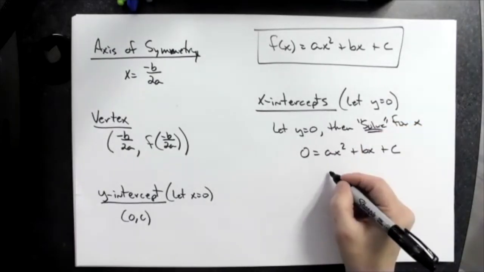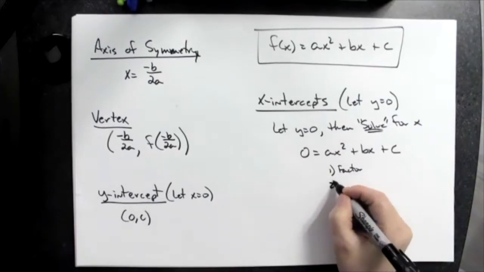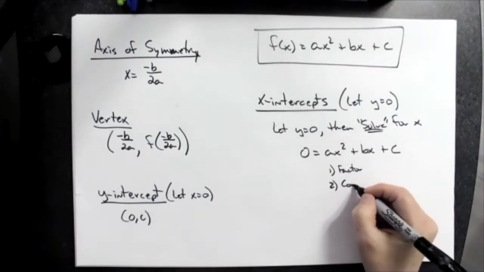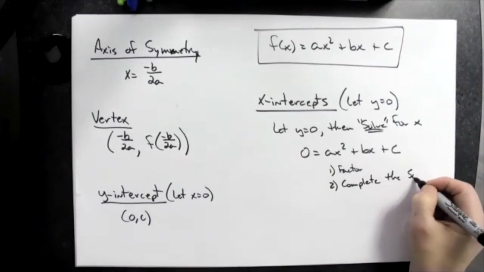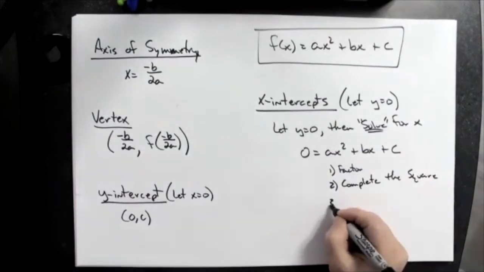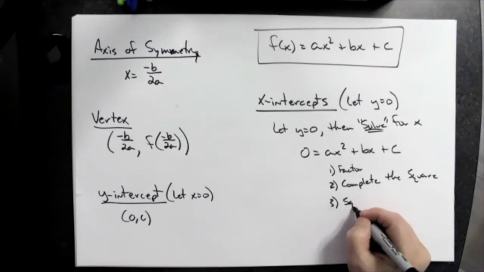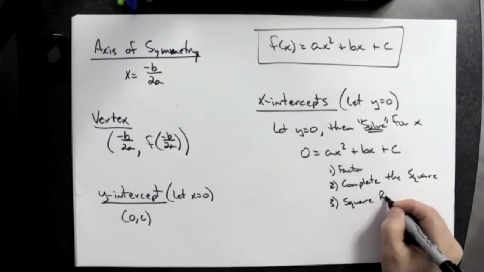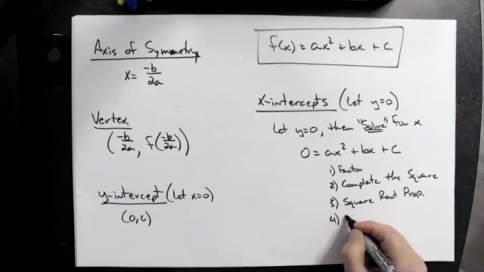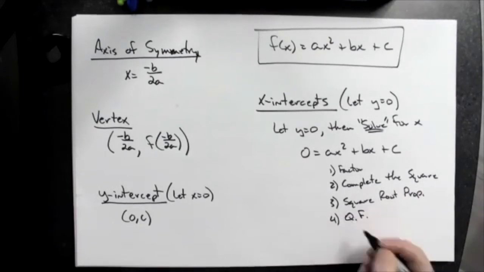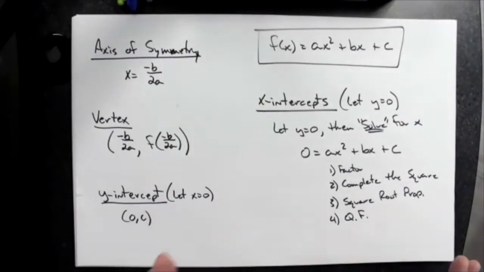Well, we have some choices. We could try to factor and set everything equal to 0. We could complete the square, which you're probably not going to choose, but it's a possibility. We also went over, within the last couple of class sessions, the square root property where we took the square root of both sides. And last we did the quadratic formula. So we've done the quadratic formula.